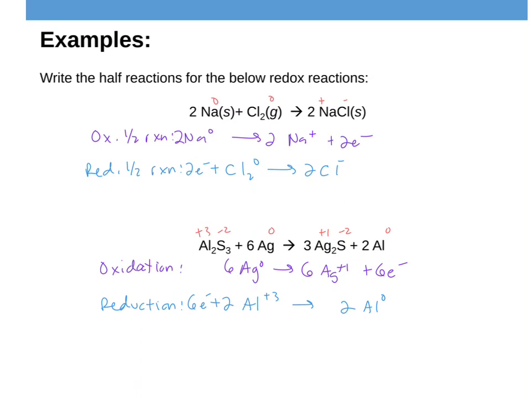And you may see examples in the future where you're just going to omit things like a sulfate or oxides or something like that. So don't be worried if you don't have all of the elements showing up in your half reactions that were present in the whole reaction.